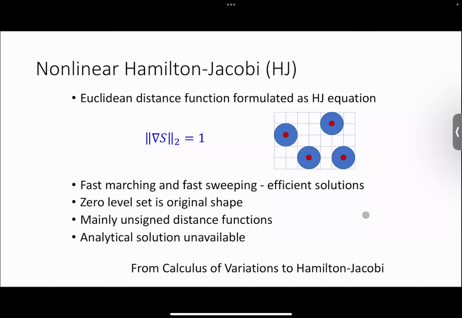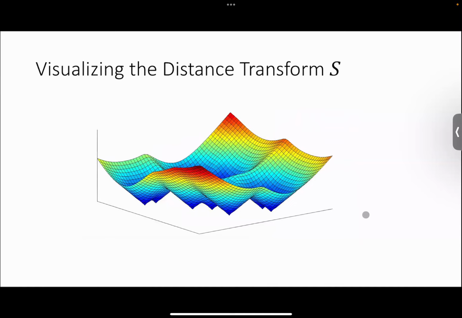Now, this is what the distance transform looks like for a random set of points in R2. As you can see, it's a set of cones with values of zero at the points themselves, and then the distance increases as you move away from them.